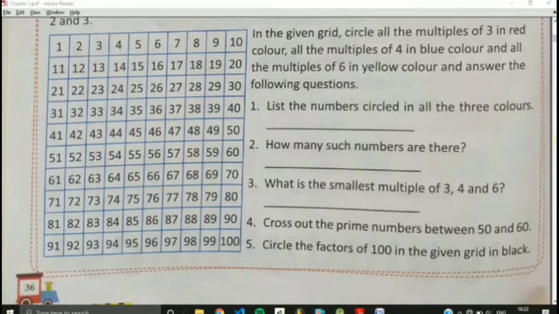Later on, you have to look at the multiples of 6. You identify all the multiples of 6, and wherever you get a multiple of 6, you mark it in yellow color. This way you have to sort out three types of multiples. First is multiples of 3, second is multiples of 4, and third is multiples of 6. Multiples of 3 in red color, multiples of 4 in blue color, multiples of 6 in yellow color.